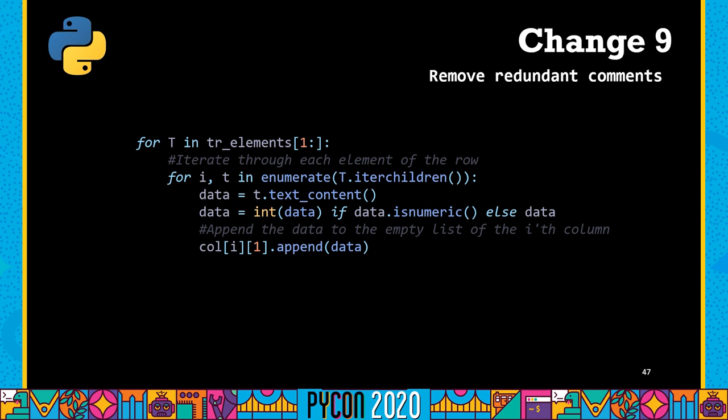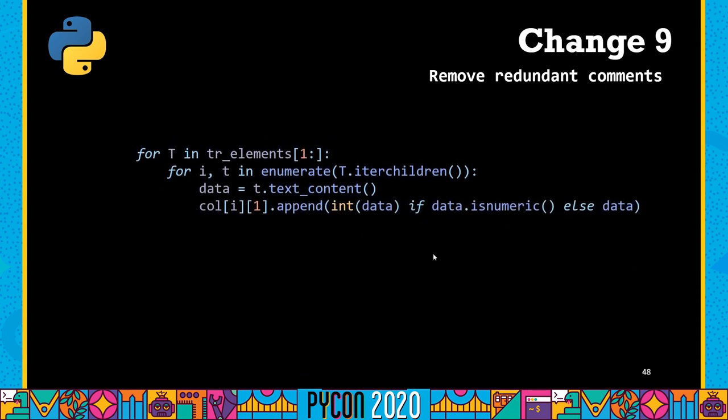If we read the two comments here, the first one is to iterate through each element of the row. I think any comment above a for loop that is just saying we're iterating through each element of whatever we're iterating through isn't really adding any value as a comment. Similar to the second comment, append the data to the empty list of the ith column. This is pretty self-explanatory by just reading the fact that we have a two-dimensional list and we are appending to the ith column. So we can remove both of these. And also, like I said, remove the second assignment to data and just put that code in the append method that we are invoking here.